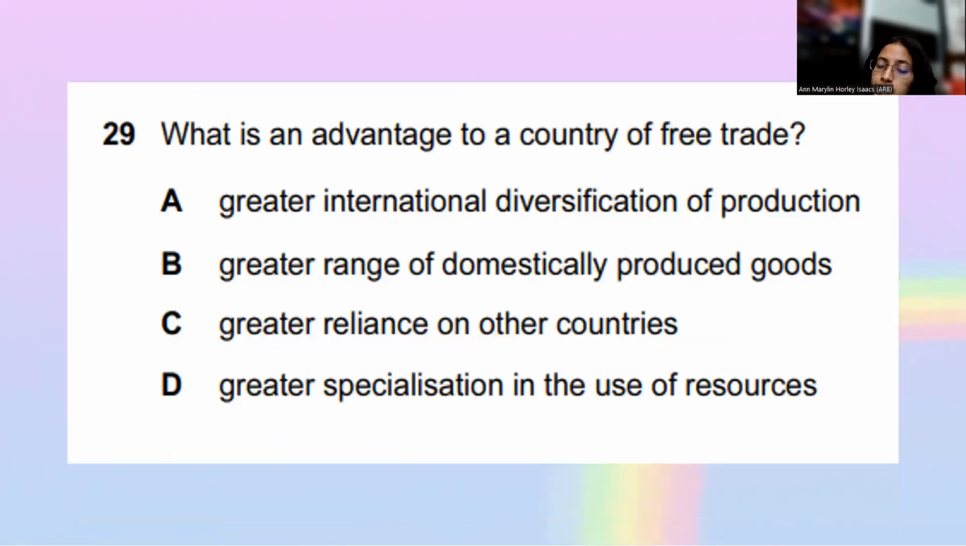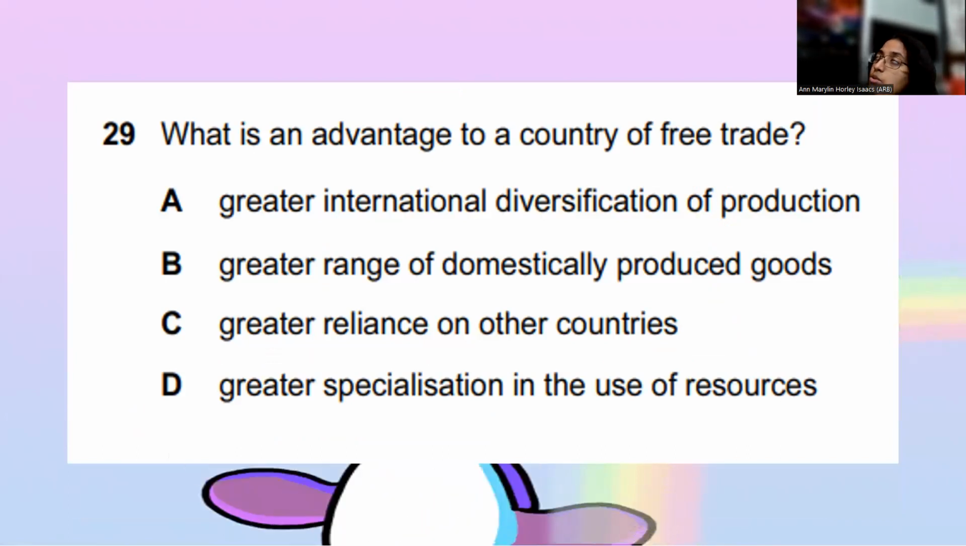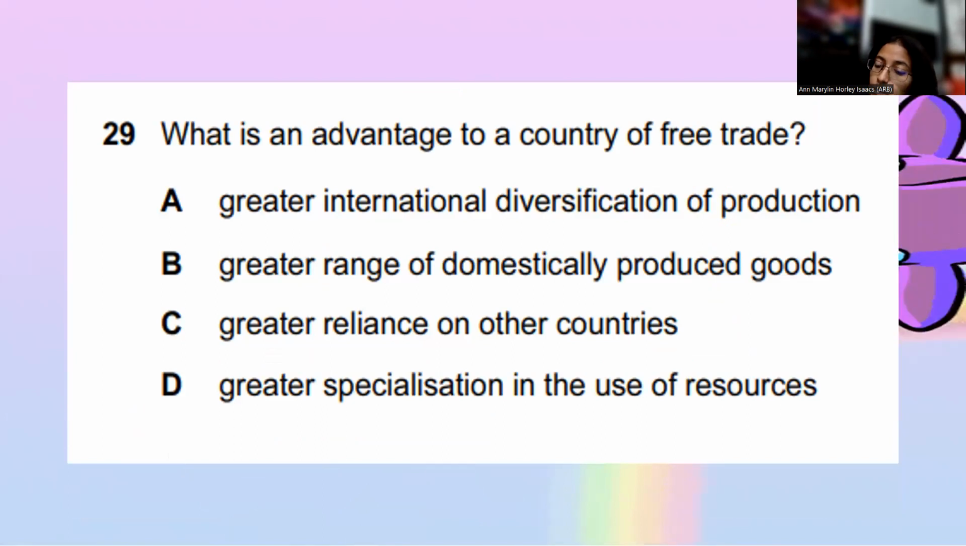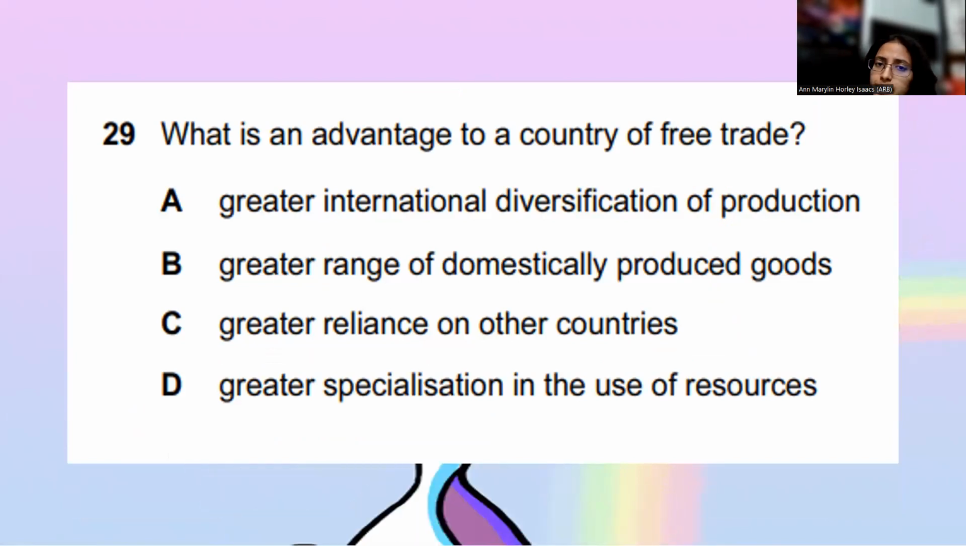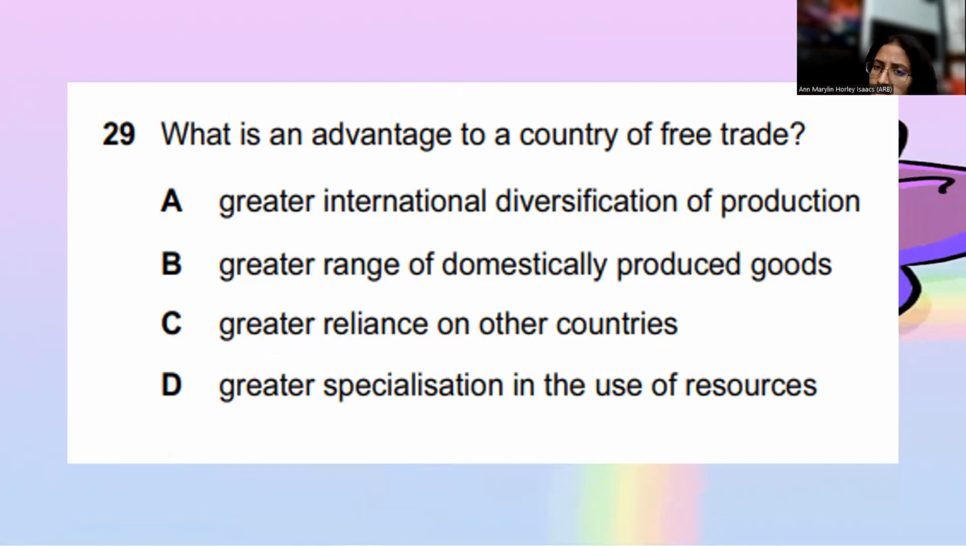What is an advantage to a country of free trade? Free trade basically is where you're able to trade freely, as the word says, meaning you don't have any restrictions. You don't have any laws, any rules, any regulations which are stopping you. Okay. So greater international diversification.